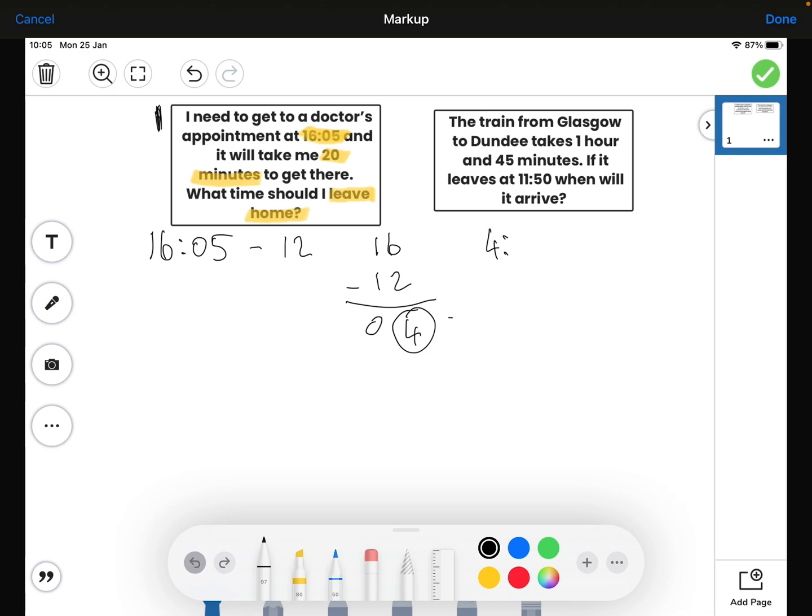So the train from Glasgow to Dundee takes 1 hour and 45 minutes. If it leaves at 11:50, 10 to 12, when will it arrive? Okay, so first of all, I'm going to read that over again, and I'm going to pick out the information that I think is important, in a different colour.